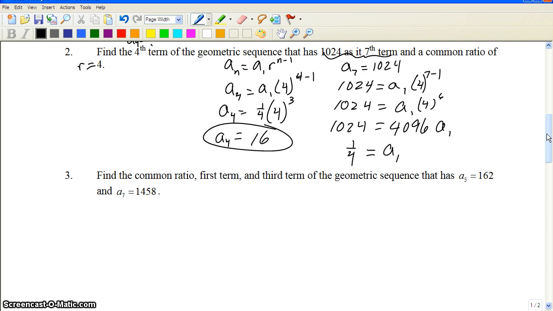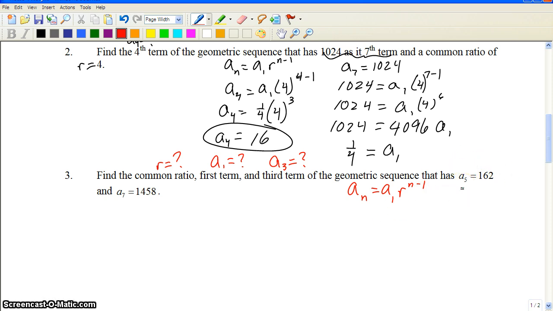All right, let's do the hard one, number 3. So let's first pull out the information we're actually looking for, and then we'll respond to it. We want to know the common ratio. We want to know the first term. We want to know the third term. We know that it's a geometric sequence.